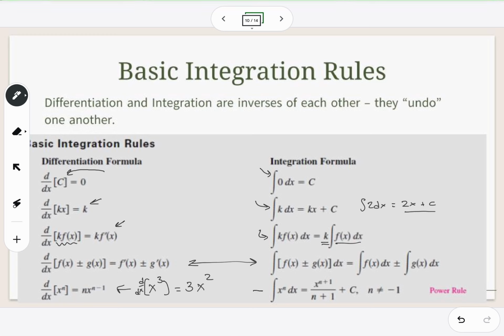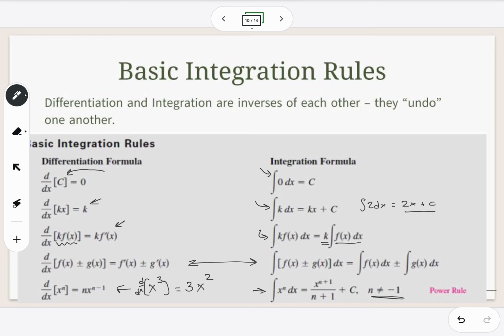This over here is your power rule for integration. If you see x to the n, we're going to do it in reverse. Instead of subtracting 1, I'm going to add 1, and then I'm dividing this entire thing by n plus 1, okay? Because you are dividing by n plus 1, you can't have n equal to negative 1. That's their little caveat over here.